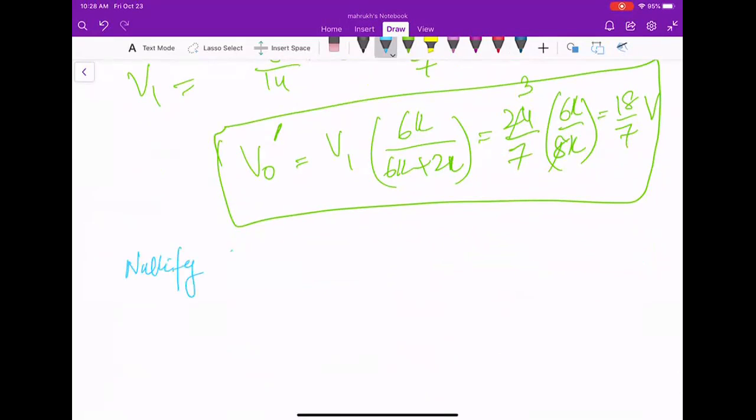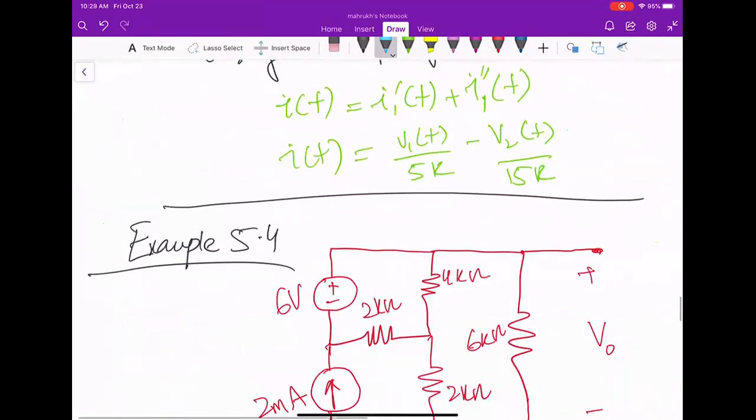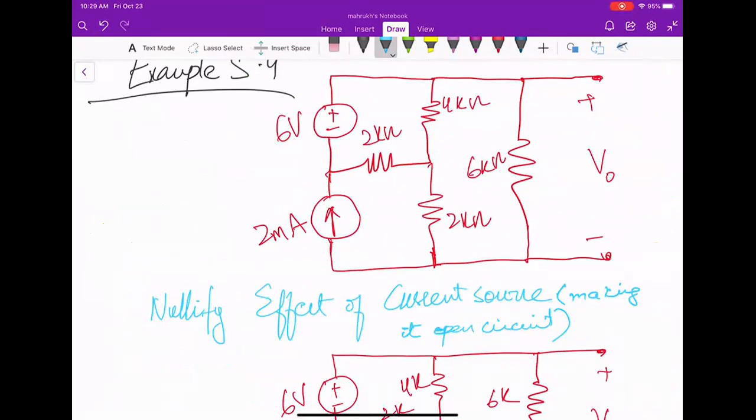Okay, so now I want to nullify the effect of the voltage source, keeping the current source in the circuit. Okay, so this is my circuit. So what should the circuit look like when I nullify the effect of the voltage source? It'll look the same, but there'll just be a wire where the voltage source was.